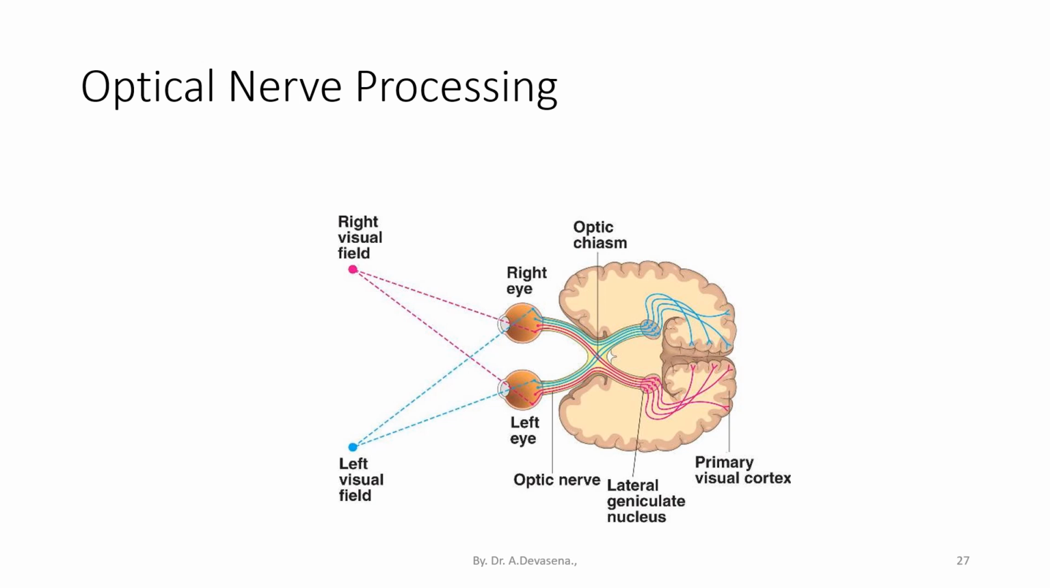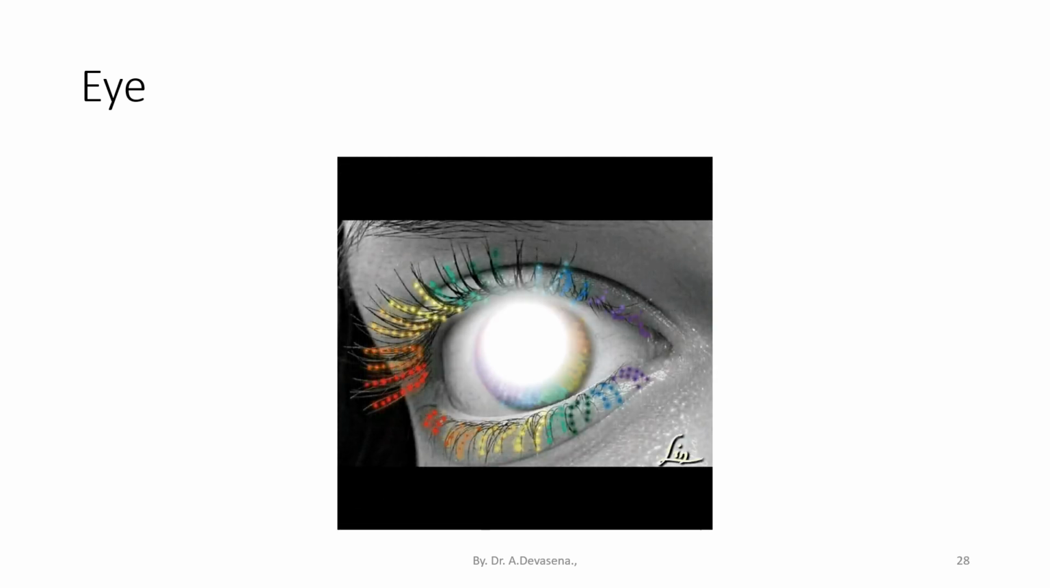In the brain we have the occipital lobe. The occipital lobe is responsible for human vision. Here the primary visual cortex is indicated. Here the visual processing takes place and feedback is given to our eye. A representation of a human eye is shown here.